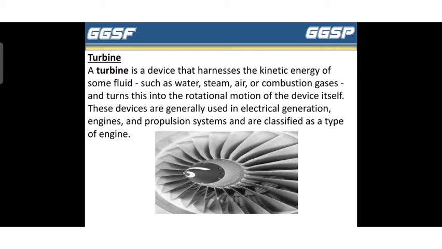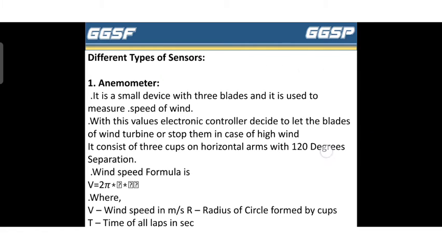These devices are generally used in electrical generation and energy systems, and are classified as a type of engine. Different types of sensors. Anemometer. It is a small device with three blades, and it is used to measure the speed of wind. With the values, the electronic controller decides to turn the blades of the wind turbine or stop them in case of high wind.